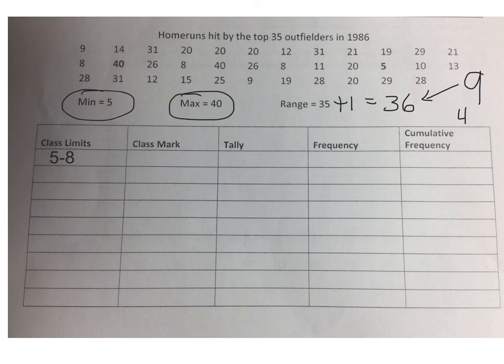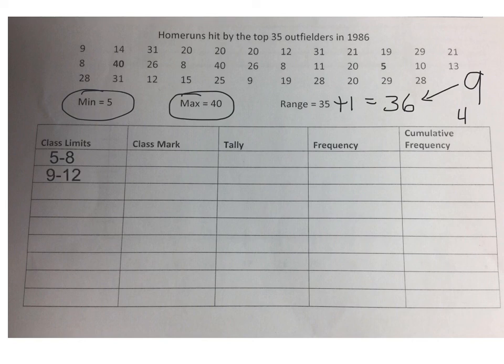Well, we talked about the idea that our classes have to be mutually exclusive and exhaustive. So whether or not somebody hit 9 home runs in one season, I have to start my next class at the number 9. Since I have to start at the number 9, and I need 4 numbers in there, I'm going to go 9, 10, 11, 12.